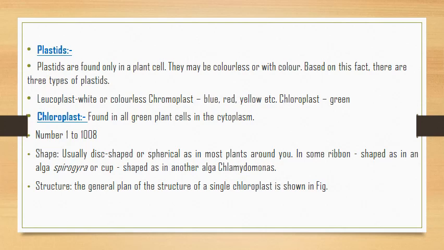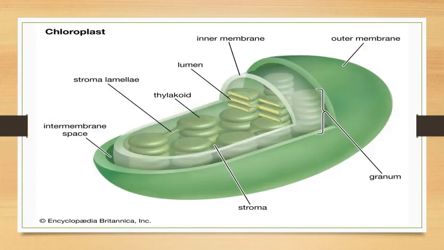So chloroplasts are found in all green plant cells, in the cytoplasm. Number is 1 to 100. Shape is usually disc-shaped or spherical, as in most plants around you. In some it is ribbon-shaped, as in the alga Spirogyra, or cup-shaped, as in another alga, Chlamydomonas. Structure: the general plan of the structure of a single chloroplast is shown in the next figure. This is the structure of chloroplast.